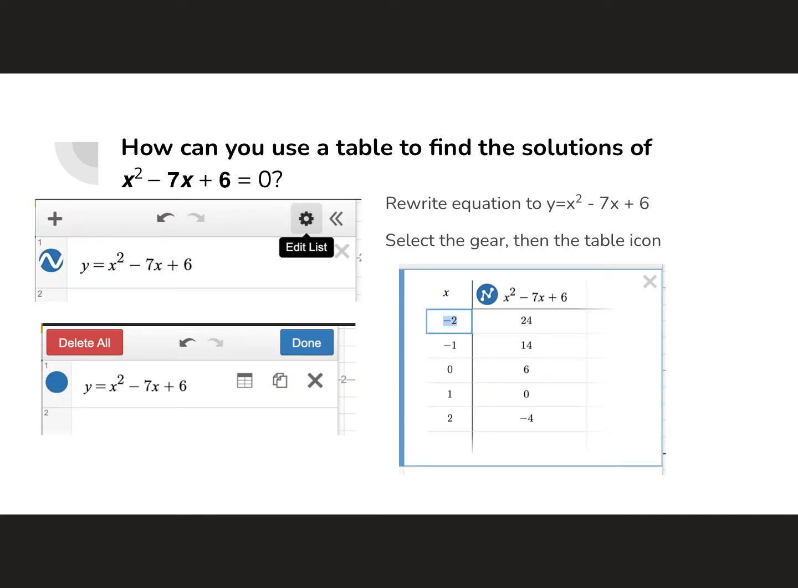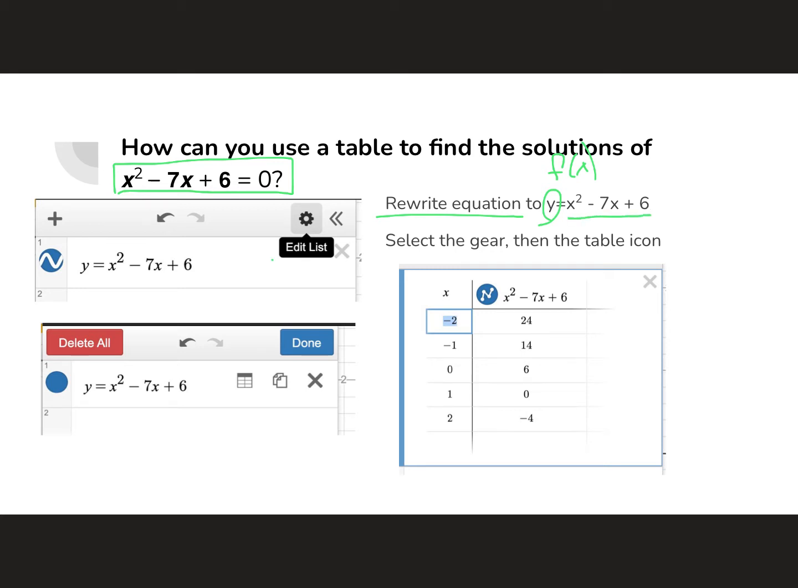So how can you use a table to find the solutions of x squared minus 7x plus 6 equals 0? Okay, so you guys are going to be using Desmos. First of all, we have to rewrite the equation to say y equals. It has to say y, or you can use f of x. It doesn't matter. I used y. And then you're going to set it equal to x squared minus 7x plus 6.